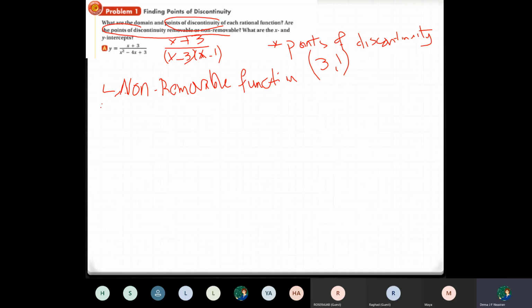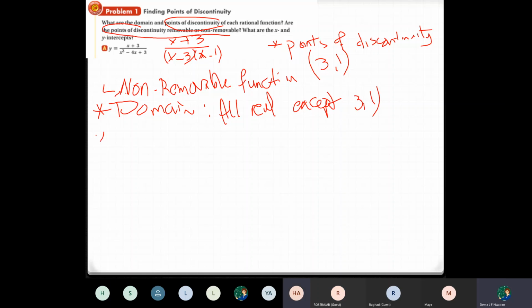Now, what is the domain? All real numbers except 3 and 1. Now, I want to find the x and y intercept.